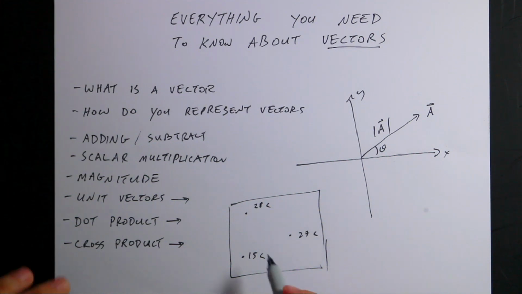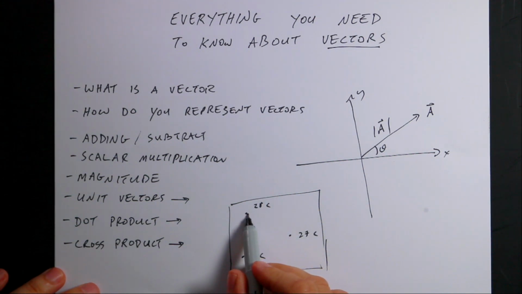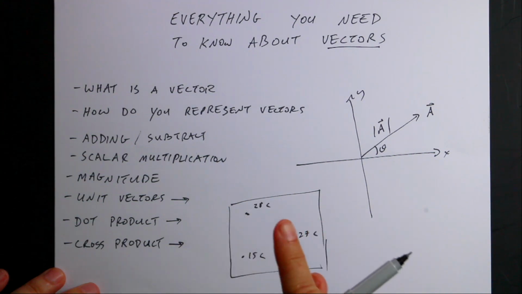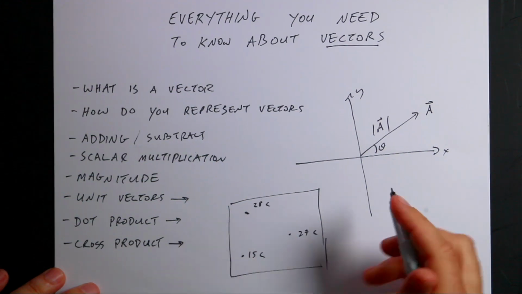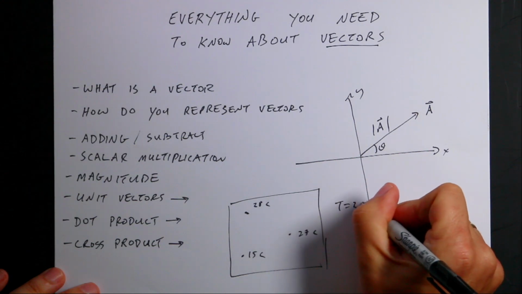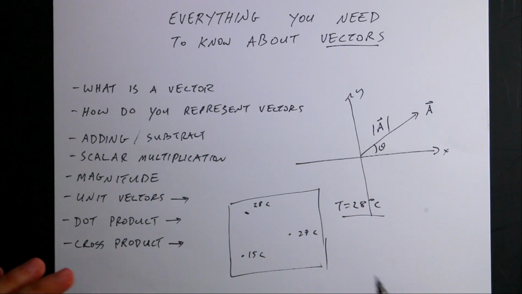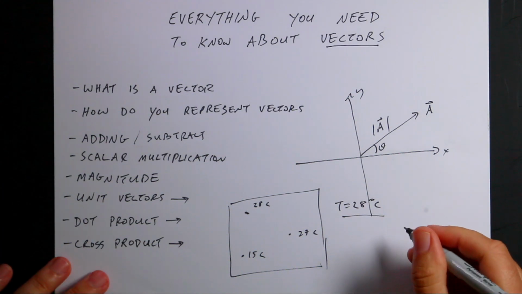I don't know. And so each one of these points has an x and a y and a z coordinate, but they also have a temperature. And so the temperature is just one single thing. And so that would be a scalar. So T equals 28 degrees Celsius. That's a scalar value. It just has one single value.